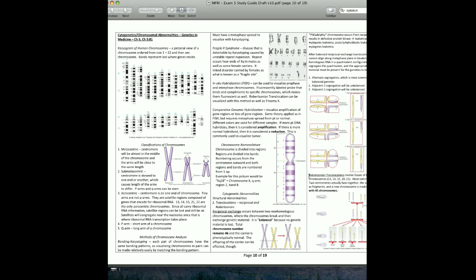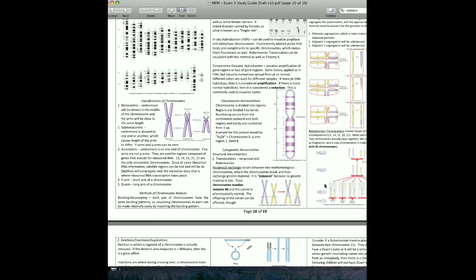The second type of translocation is Robertsonian translocation. This is where satellite cells fall off of 2 of the acrocentric chromosomes. Acrocentric only can undergo Robertsonian translocation. This produces 1 less chromosome than what is normal. And remember, if you will, that fluorescent in situ hybridization, you can visualize Robertsonian translocation.